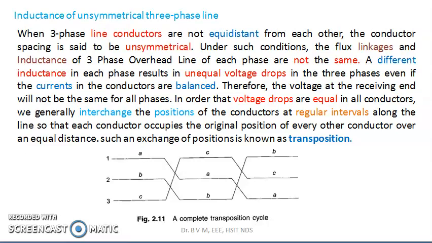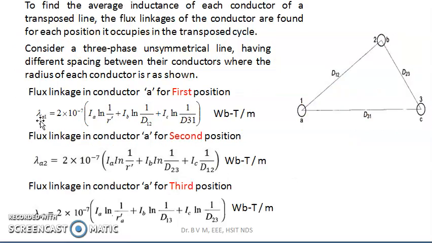The same thing I have written here. Lambda A1, the flux linkages of conductor A for the first position, is equal to 2 into 10 raised to minus 7 into IA natural log of 1 by R dash plus IB log of 1 by D12 plus IC log of 1 by D31 Weber turns per meter length.